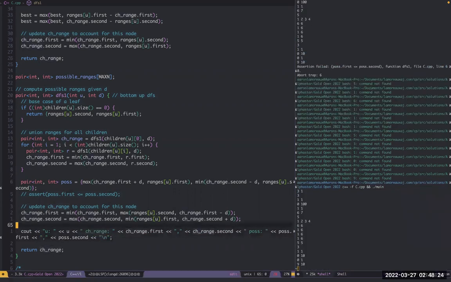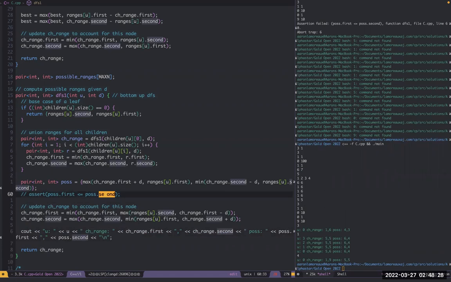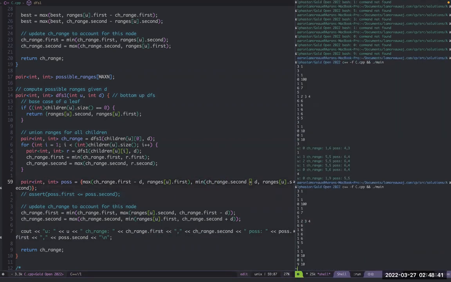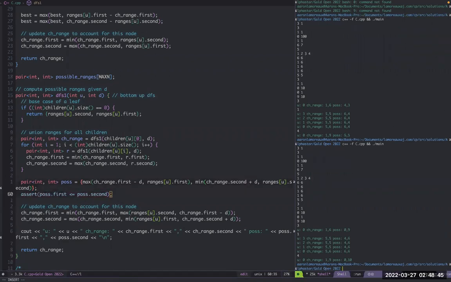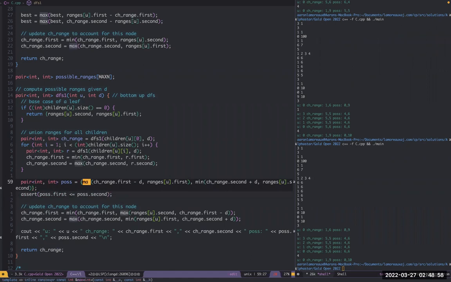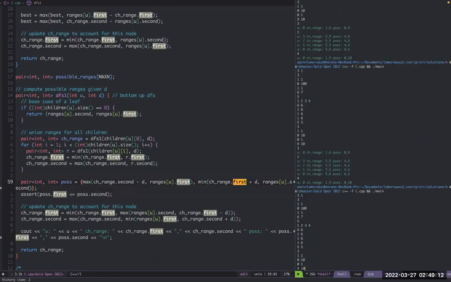Yeah, that's not correct. What if we want minus d and plus d? We should see that the root always has a valid range. That can't be right. Okay. No, it would be second minus and first plus, because you can't be too far away from the maximum possible minimum and possible maximum.